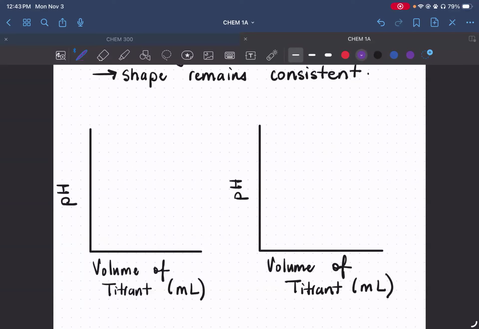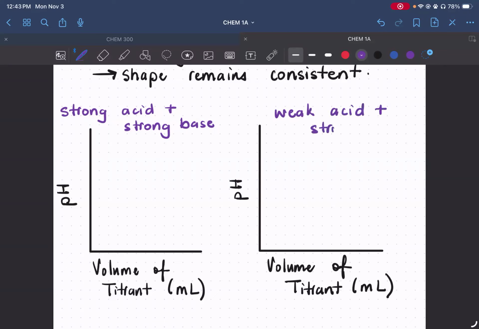Over here on the left will be the reaction between a strong acid and a strong base. The one on the right will be between a weak acid and a strong base.